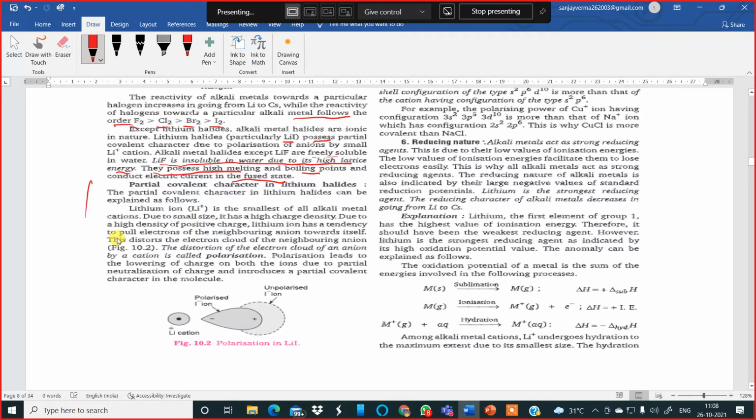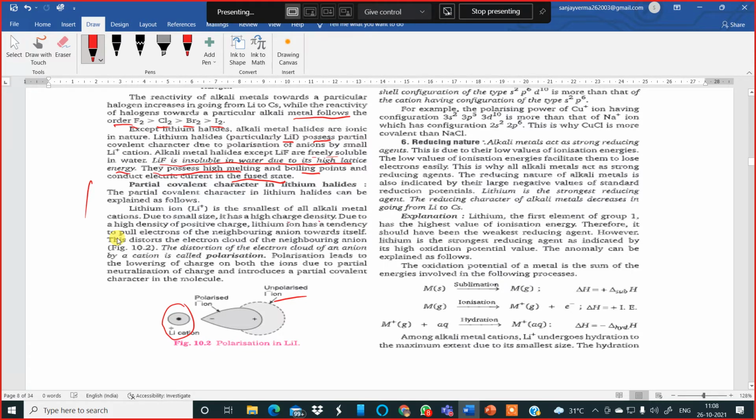The partial covalent character in lithium halides can be explained in this manner. The lithium ion is a small ion, okay? So in the presence of iodide, it gets polarized, but the iodide is large and easily polarized. That's due to the small size: it has a high charge density.